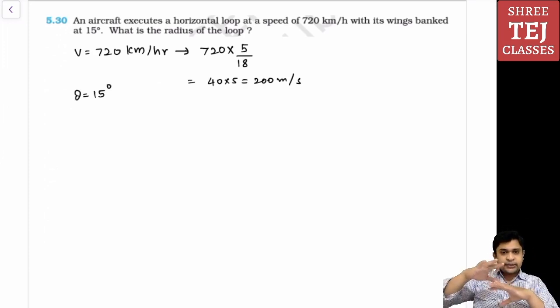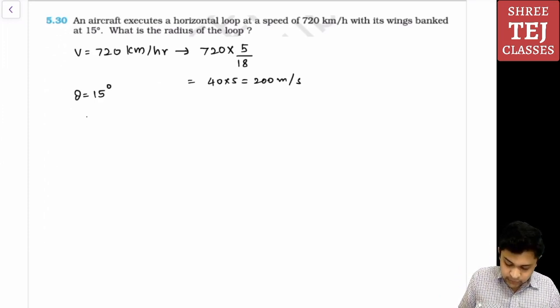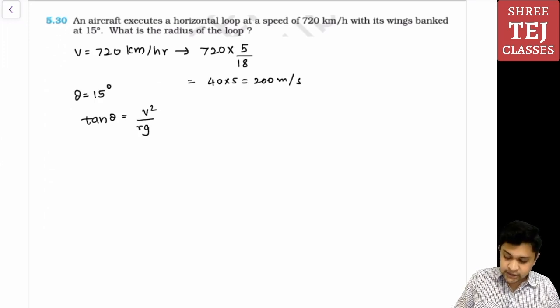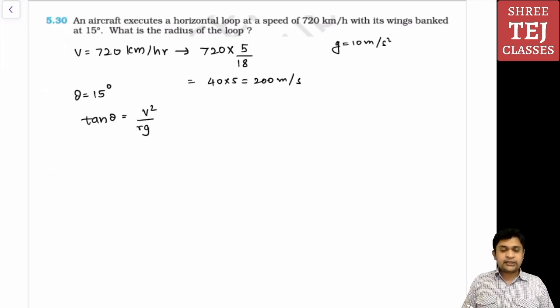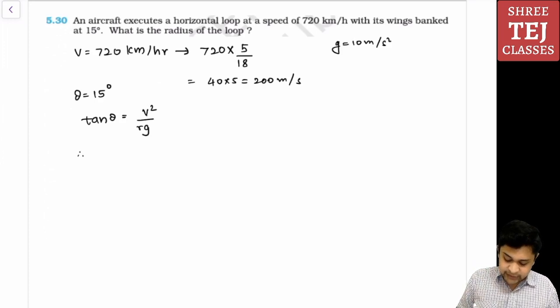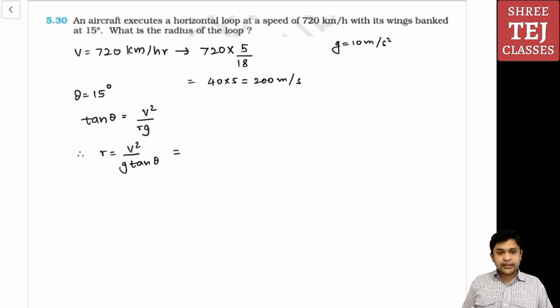Here friction would be 0 because it is in the air. So theta is 15 degree. We know tan theta is v square upon rg. G is 10 meter per second square. R is the radius of the loop. Therefore, we will get R is equal to v square upon g tan theta.